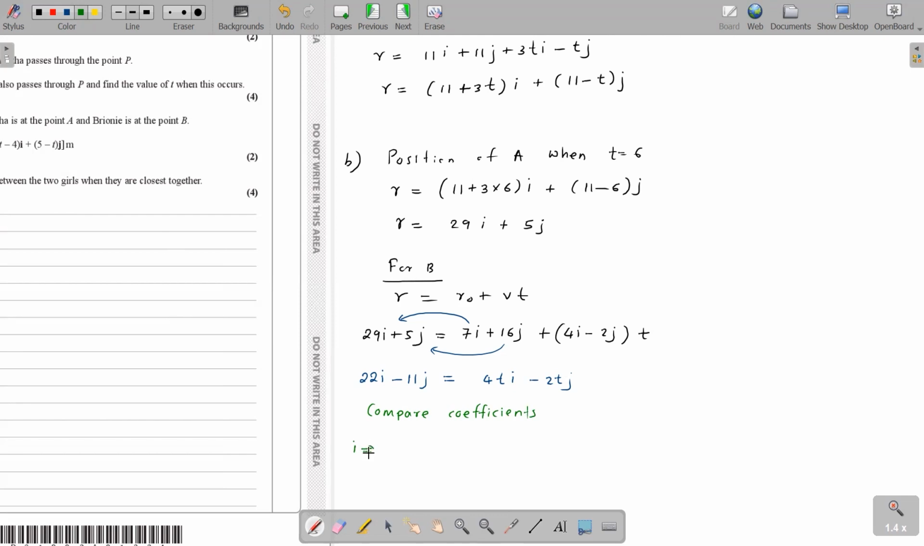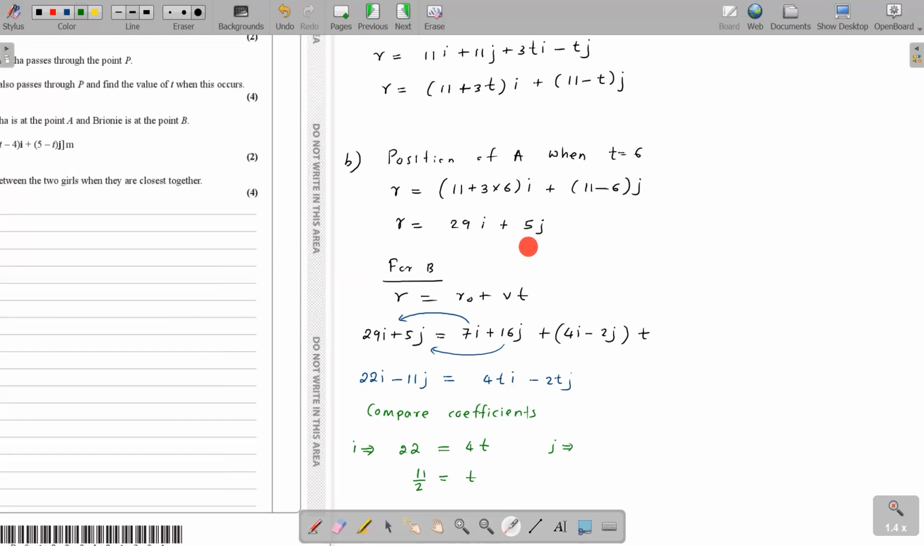So when you compare for i, we get 22i equals 40, right? I get t equals 11 over 2 seconds. So check whether you get the same t when you compare coefficients for j, because we can't make t the subject here, t is a constant. Take the i component, take the j component, and both components must give the exact same t value if it is to pass through this point.